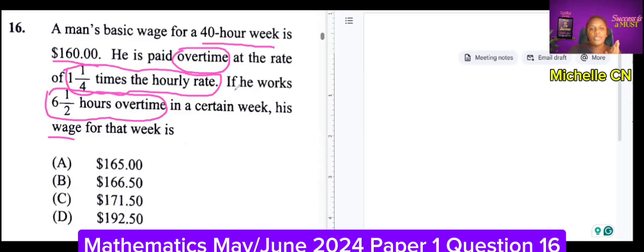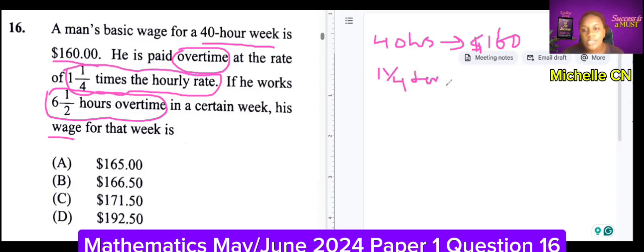Okay, so we already know that on a normal week, this person gets $160. That's for the 40-hour week, right? So we can say 40 hours, which is a normal working week, means $160 for this worker. Now, he is paid overtime. Overtime means that he worked more than his usual working hours, some additional time. And the rate that he is paid is 1.25 times.